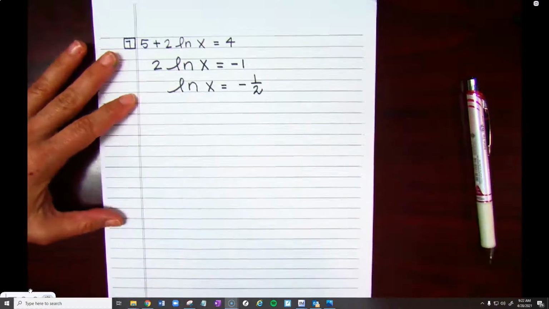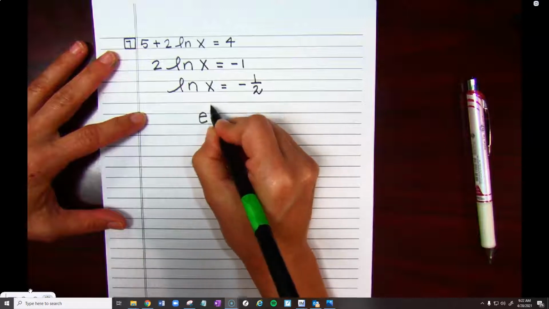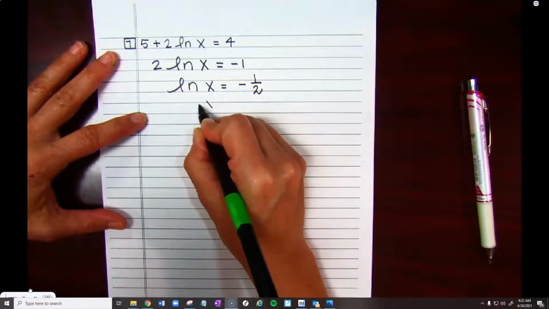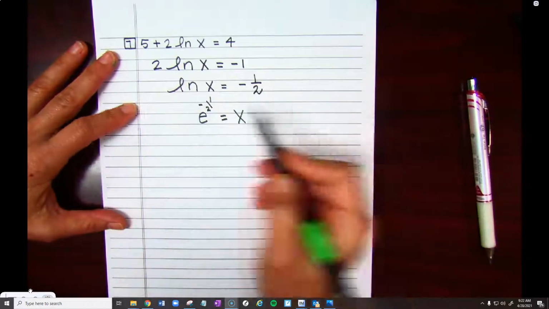Put back in exponential form. Remember the base is e. So e to the negative 1/2 is going to equal x.